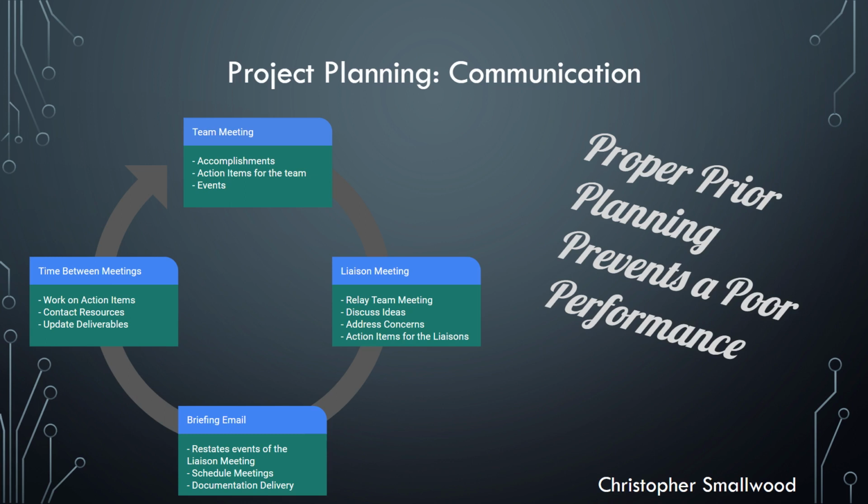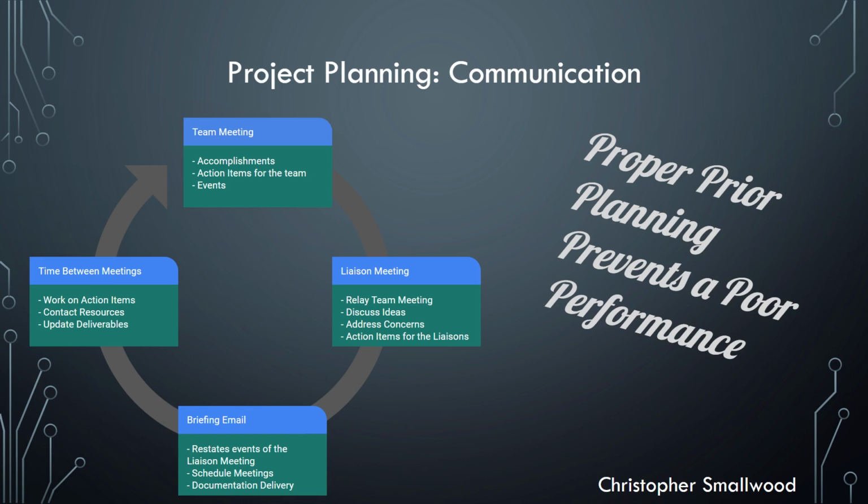So our communication with our liaison is actually very straightforward. First, everything begins with our team meetings, in which the team discusses the accomplishments, the action items for the team, in which case what does the team need to do, as well as events, in which case there are event dates that come up in the future that the team needs to account for so that everyone's attending what they need to attend.